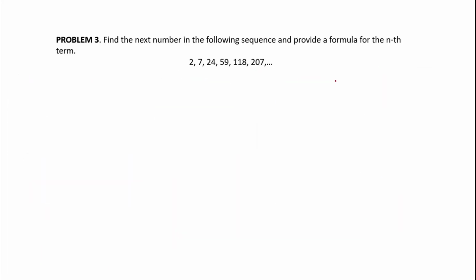Find the next number in the sequence and provide a formula for the nth term. First, we need to have the first difference. So we have the values 2, 7, 24, 59, 118, 207, and so on. For the first difference, 7 minus 2 is 5, this is 17, this is 35, this is 59, and this is 89.